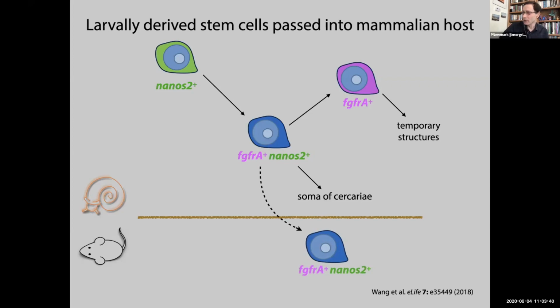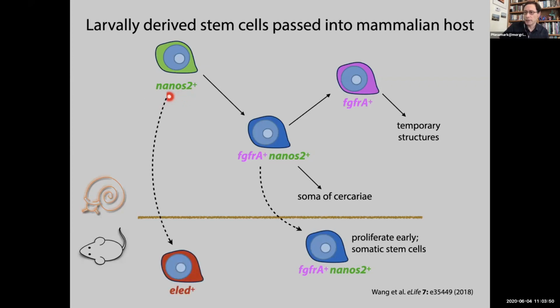And these double positive cells, we believe, are the first to enter the cell cycle, and that these give rise to the somatic stem cells in the adult parasite. Now, this other population that only expresses nanos, from Bo's earlier work, these were slower cycling cells. And what we think is happening is that, again, these cells are also packaged into the cercaria and transmitted into the mammalian host.